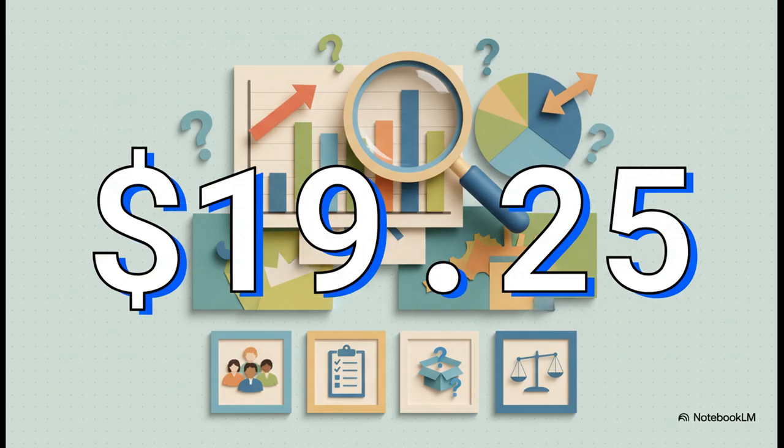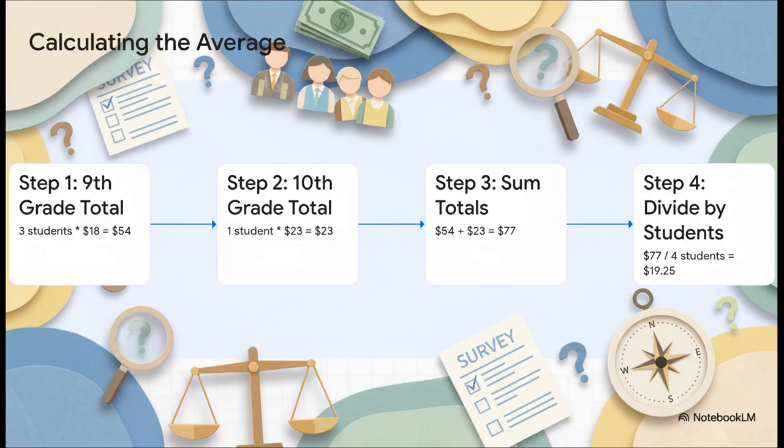But the important part is, how do we actually get there? Let's walk through it together. It's just 4 simple steps. First, we figure out the total spent by the 9th graders. That's 3 students, and they each spent an average of $18. So 3 times 18 is $54. Got it? Okay, step 2. Do the same thing for 10th grade. We have 1 student who spent $23.